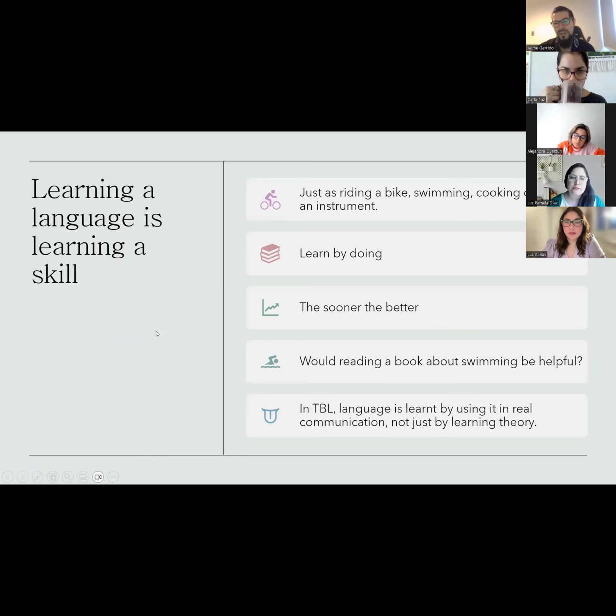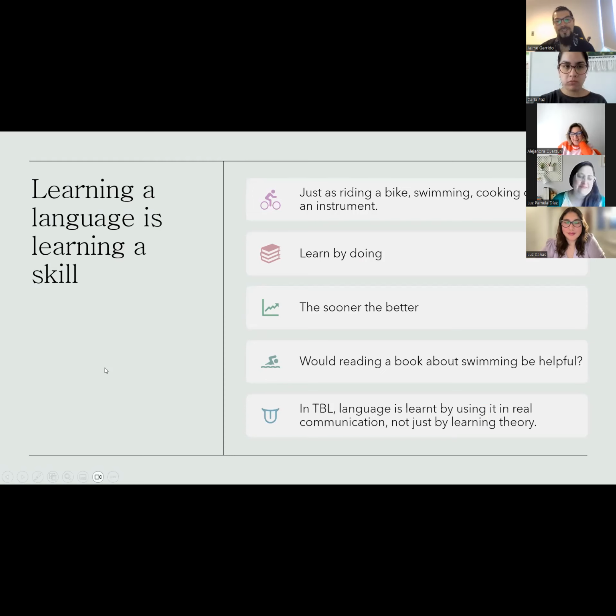Now, would reading a book about swimming be helpful? Would it have been helpful for you, Alejandra or Luz? What about reading a book about learning how to ride a bike being helpful at a young age? No, right? It's funny to think about it.